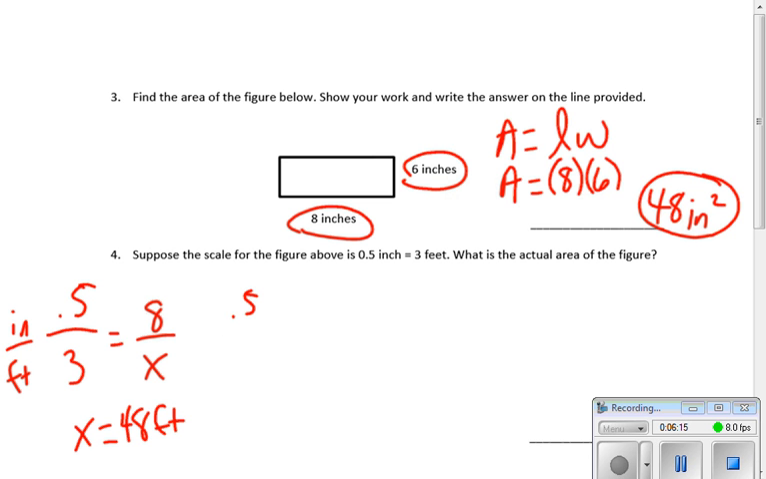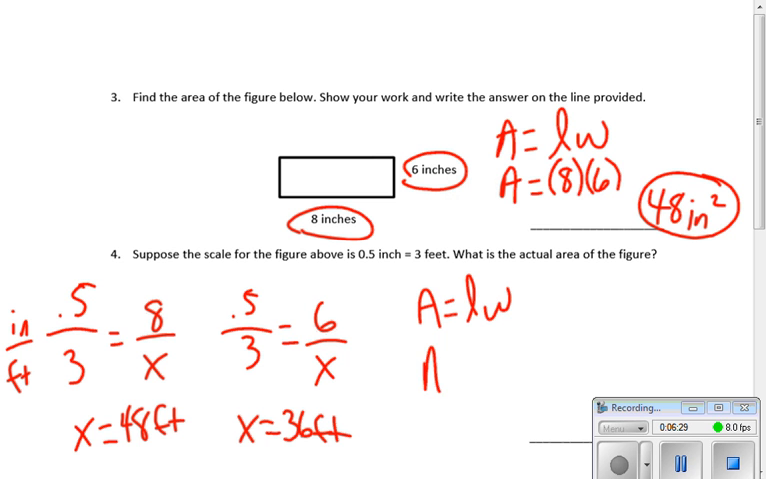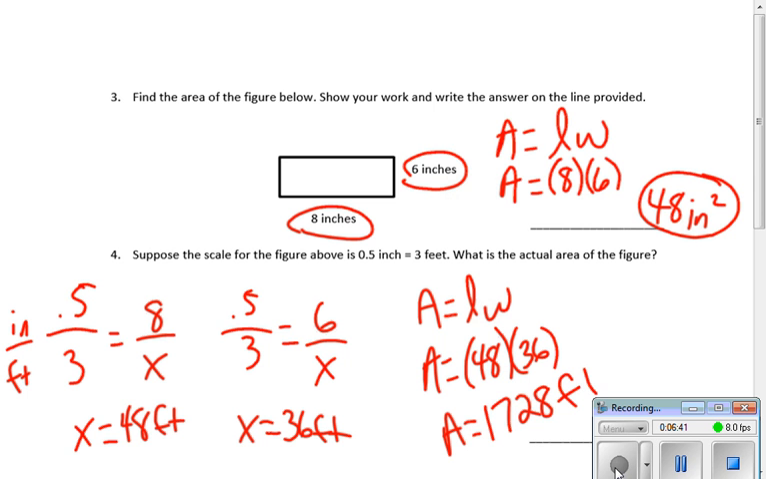Then do it again for the other side. Cross multiply and solve, and you'll get 36 feet. Now you know the two sides, so area equals length times width. Area equals 48 times 36. Some quick calculation in my head. Area equals 1,728 feet squared.